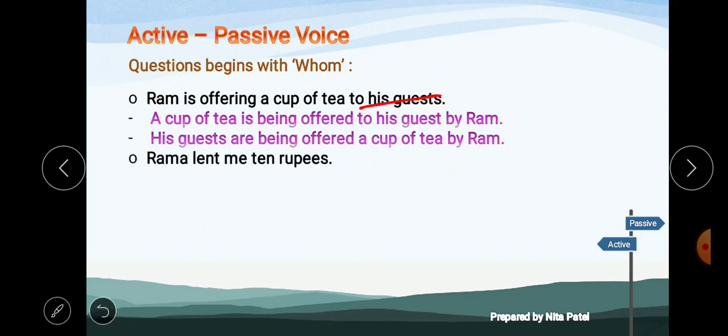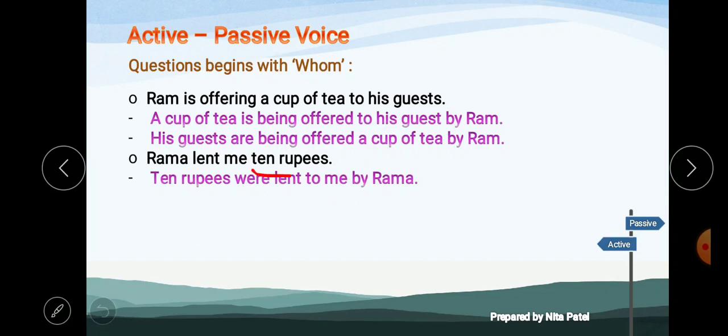Another example, Rama lent me 10 rupees. Me is the indirect object, 10 rupees the direct object, right? So let's start with the direct object. 10 rupees. Now lent me means it's simple past, so was or were. 10 rupees were lent to me. We have to put to before this indirect object. So 10 rupees were lent to me by Rama.